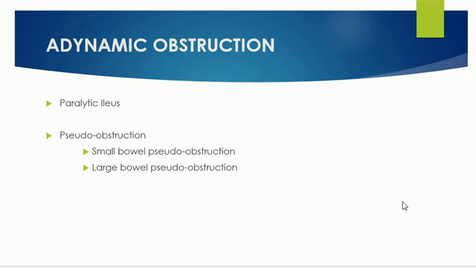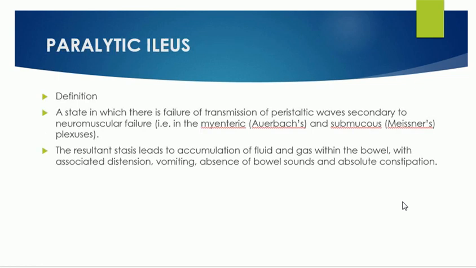It is of two types. One, in adynamic obstruction, we talk about the paralytic ileus. And the second variety of adynamic obstruction, non-mechanical obstruction, is pseudo-obstruction. This can be a small bowel pseudo-obstruction, and it can be large bowel pseudo-obstruction. Now, we talk about what is paralytic ileus.